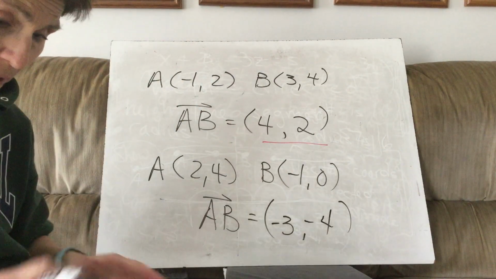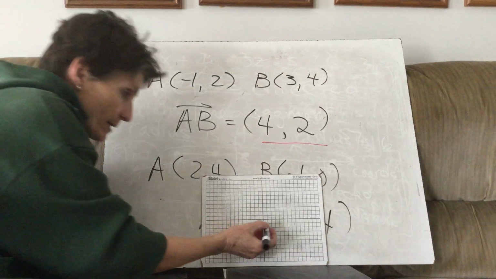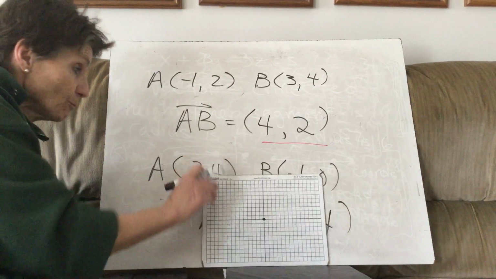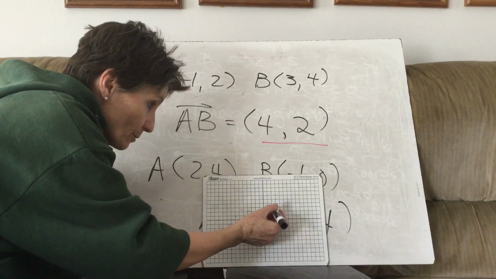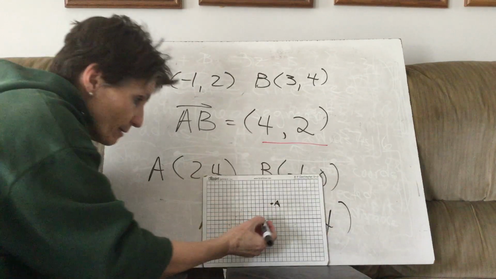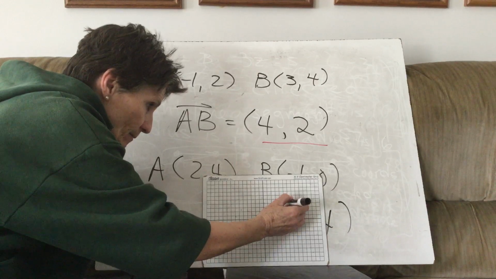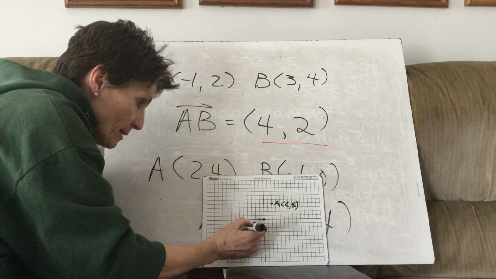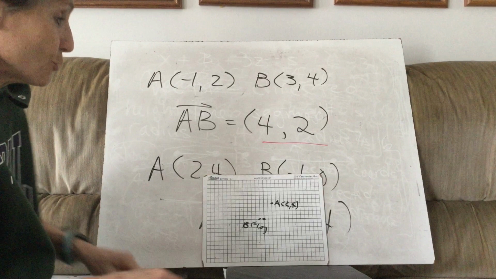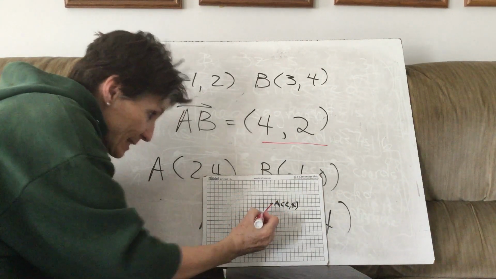Well, I said I wasn't going to do this, but I'll do one more on my grid board, and then that's absolutely it. Here's the origin, in case you can't see very well. My first point is (2, 4). So 1, 2, 1, 2, 3, 4. There's A. And then my second point is (-1, 0) right here. And that's point B. Now I have to get from A to B, like that.